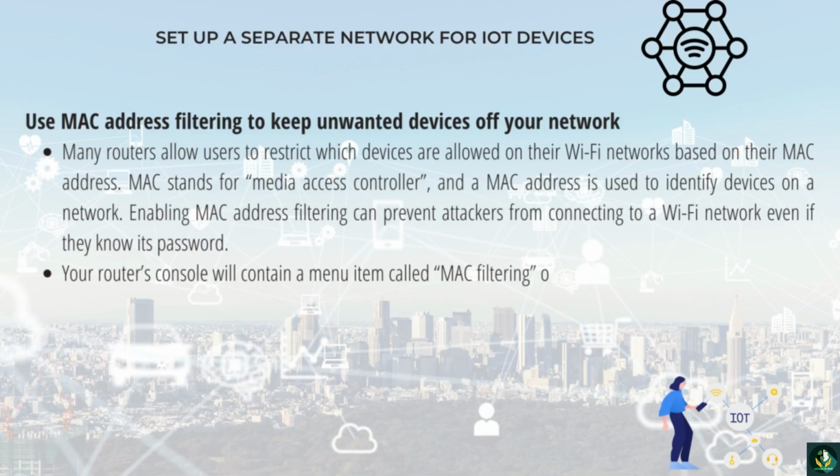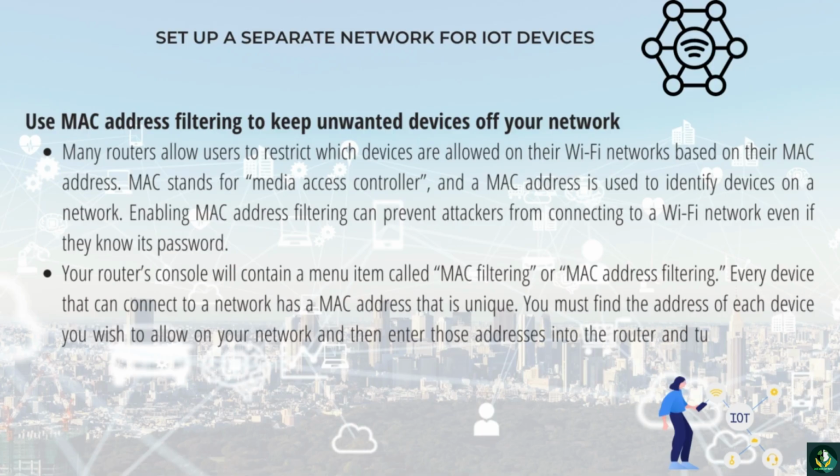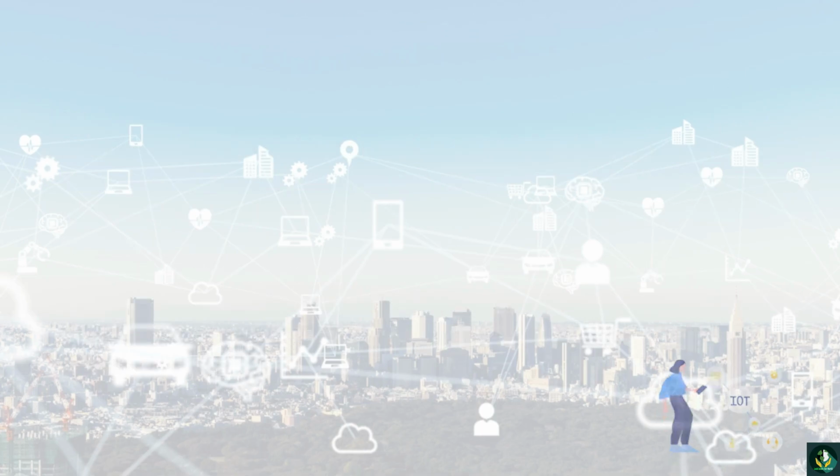Your router's console will contain a menu item called MAC filtering or MAC address filtering. Every device that can connect to a network has a MAC address that is unique. You must find the address of each device you wish to allow on your network, and then enter those addresses into the router and turn on the MAC address filtering option.